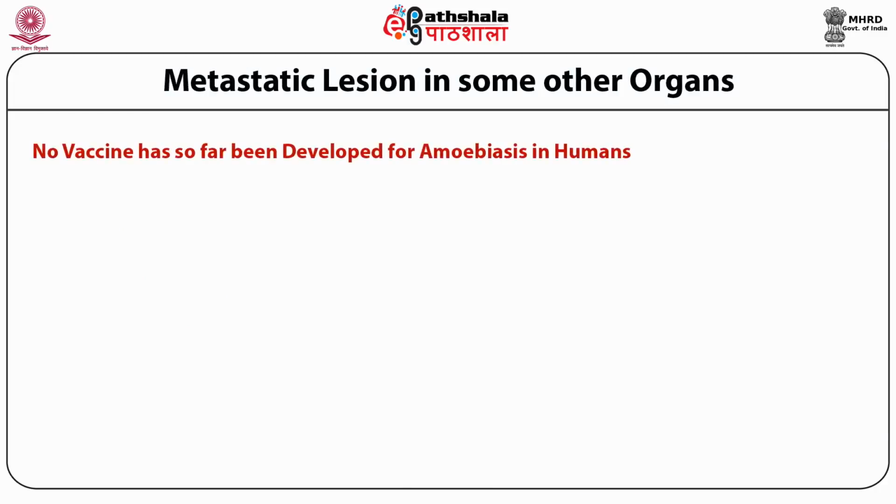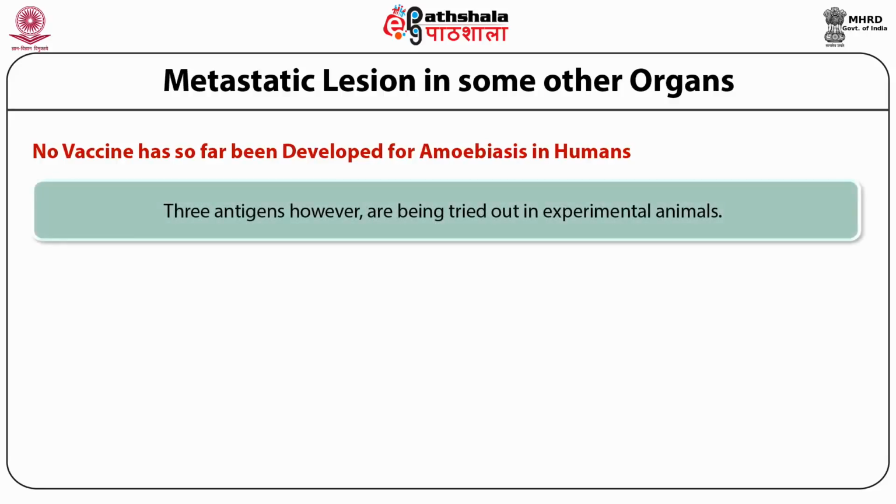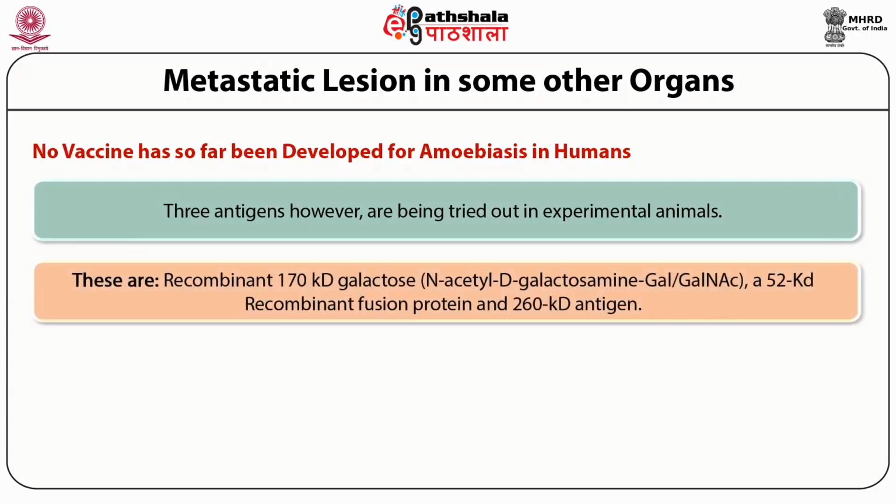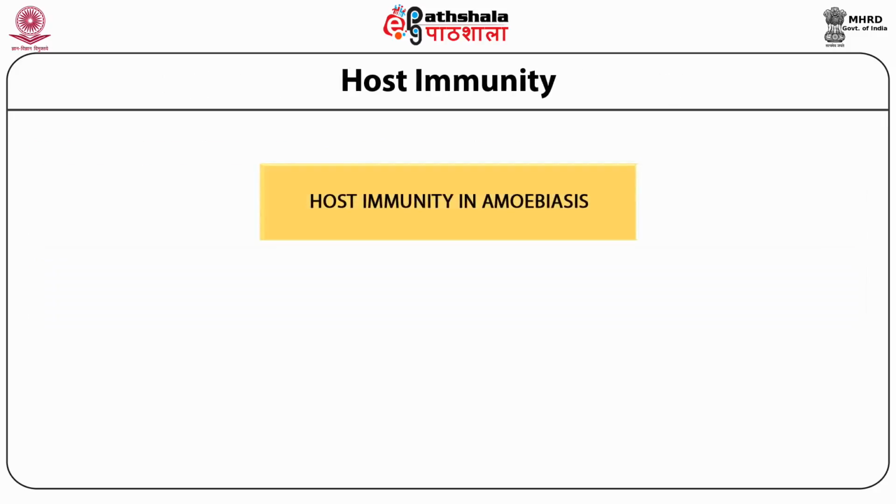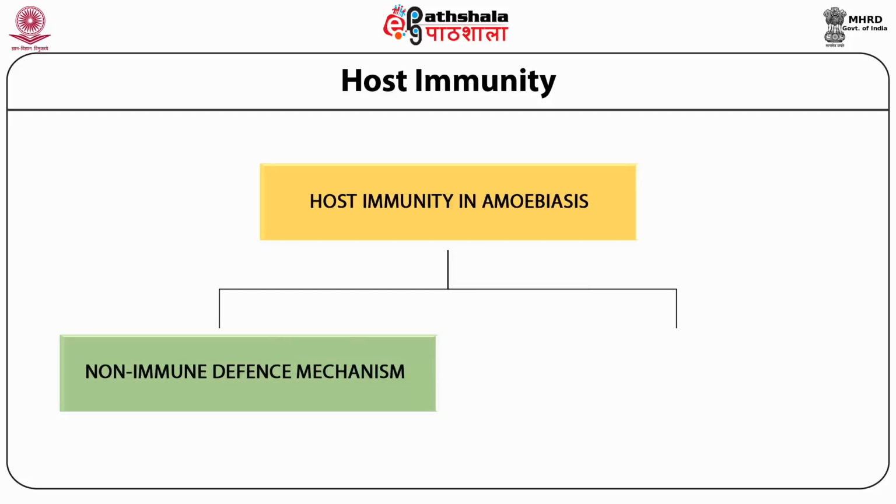No vaccine has so far been developed for amoebiasis in humans. There are three antigens, however, which are being tried out in experimental animals. These are recombinant 170 kD galactose, which is N-acetyl D-galactosamine, a 52 kD recombinant fusion protein, and a 260 kD antigen. Host immunity has also been reported in amoebiasis, and this host immunity can either be non-immune defense mechanism or it can be specific immunity. Let us take each one of them one by one.